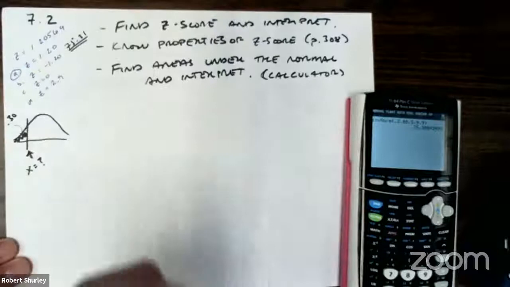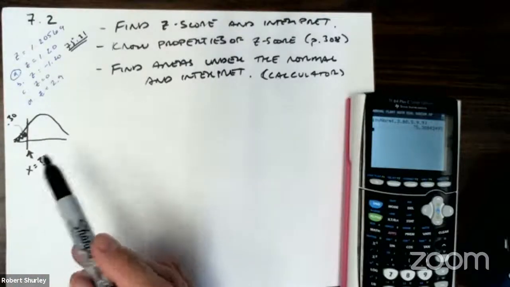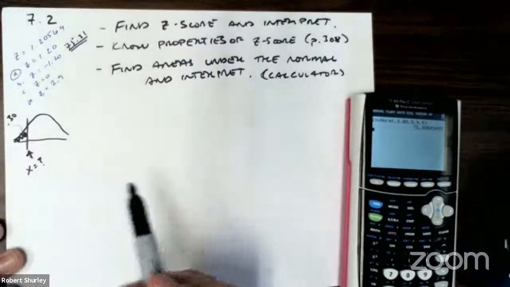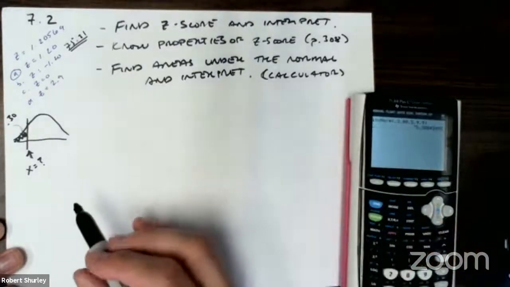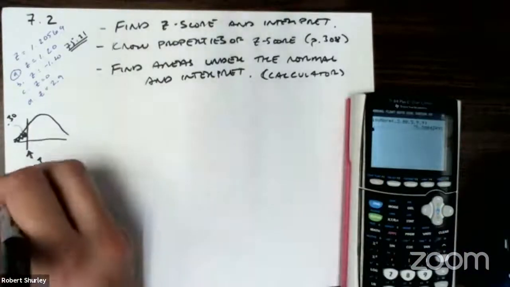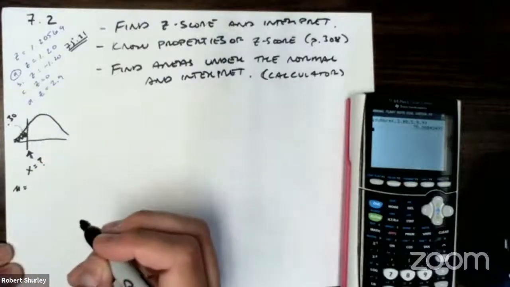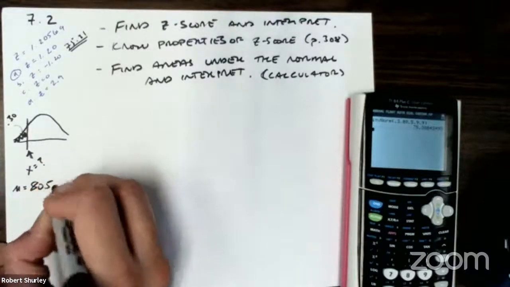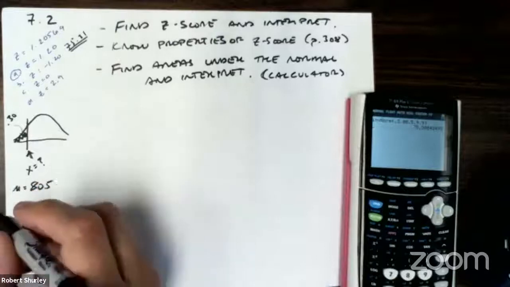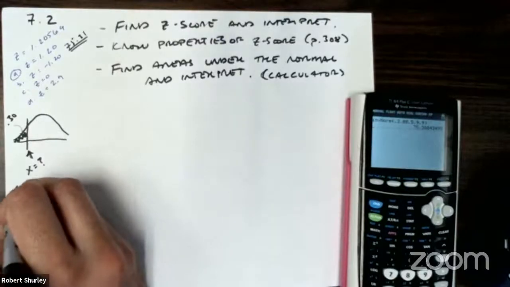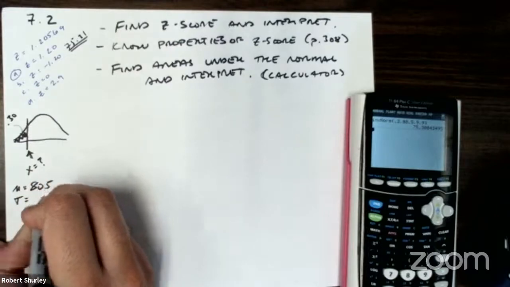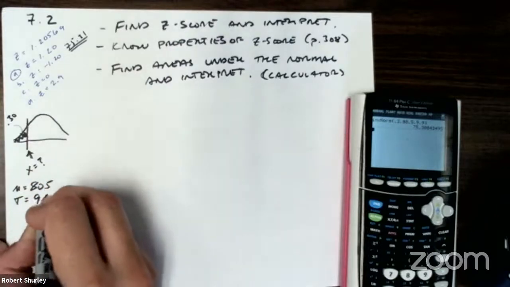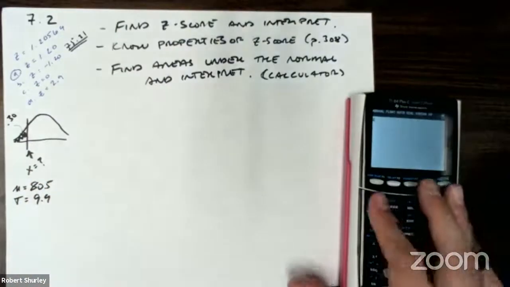Blood pressure, yeah. What's the blood pressure that's in the 30th percentile? And so what you do is you actually use inverse normal for this. And we're going to type in what we know. They tell us the mean for blood pressure is 80.5, or for one part of the blood pressure, the diastolic. And then the standard deviation is 9.9.